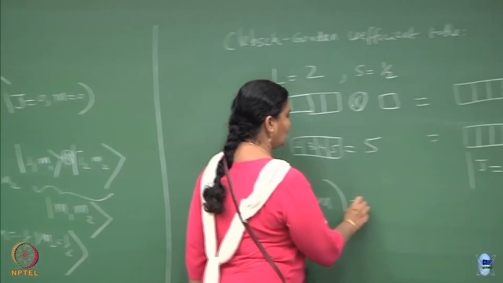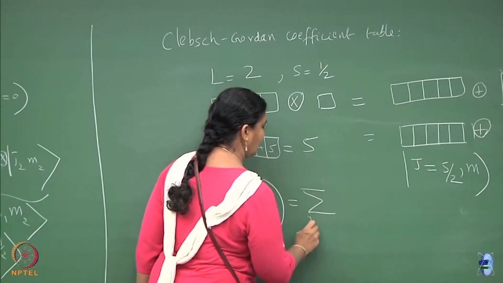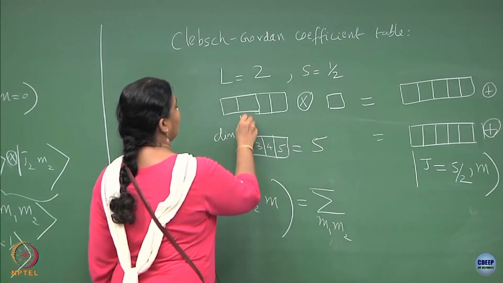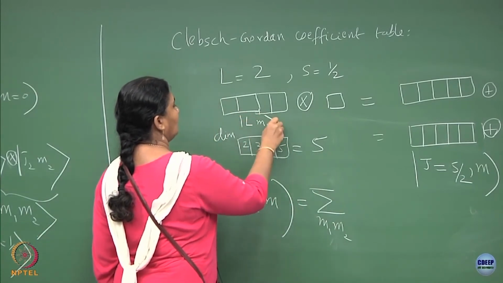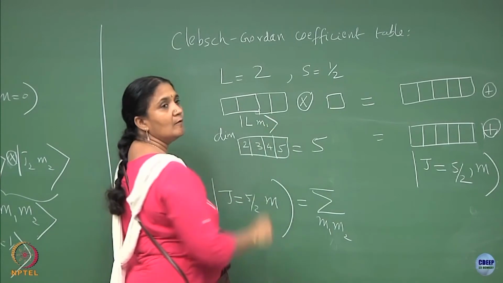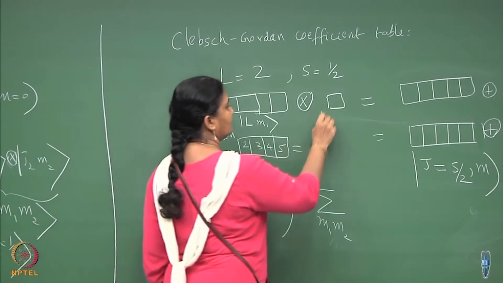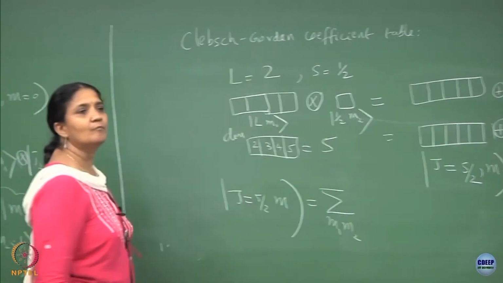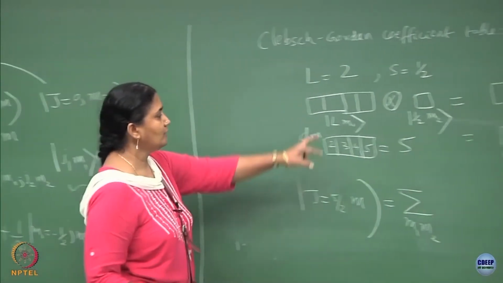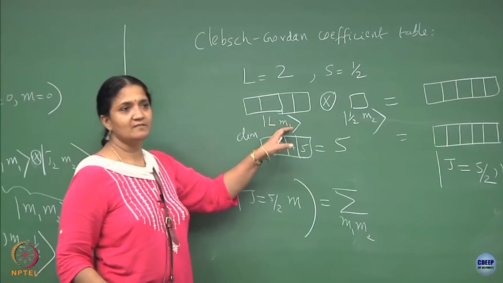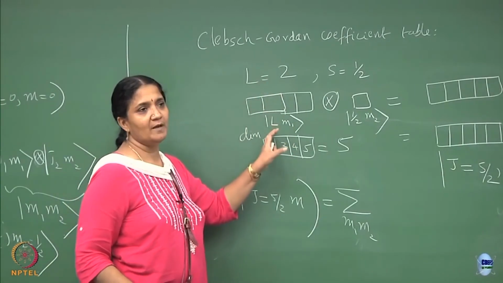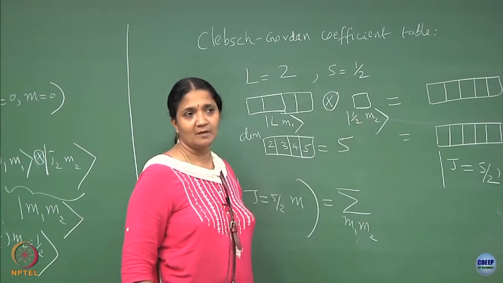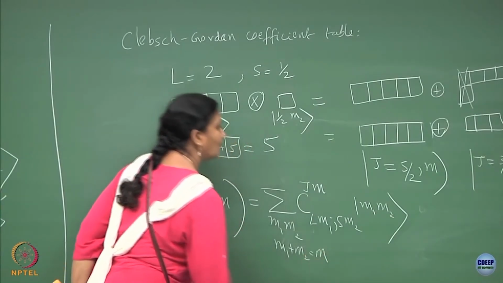Now, suppose I ask you to find what is J equal to 5 by 2 and M. What will you do? Again the same procedure, M1, M2. So, for this case it is L, M1 and this case is half, M2. M1 will take values from minus L to plus L, L is 2, so minus 2 to plus 2, and M2 is minus half and plus half. Okay.